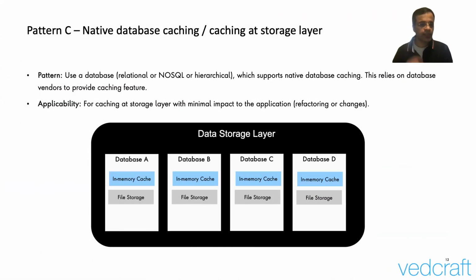And pattern C is pretty much doing the caching at the database layer. Database layers nowadays, whether SQL or NoSQL, provide an in-memory caching facility as well. You can leverage that. So pattern C is all about using native database caching. The only downside is that it is limited to the product itself, and also you don't have any visibility into what's happening inside the caching. You can configure it, but it's completely driven by that particular database technology.